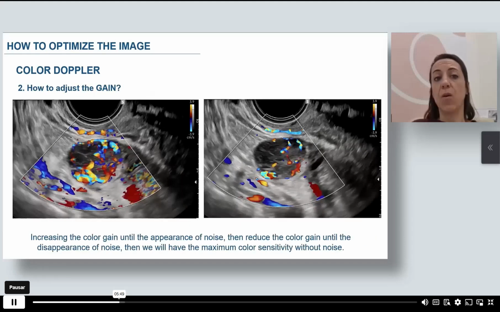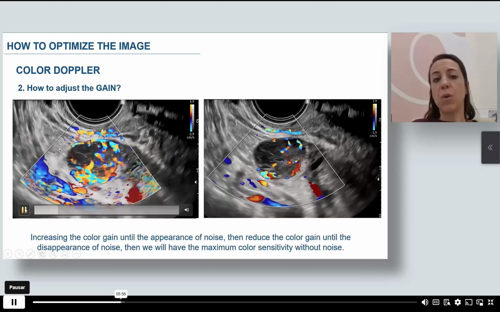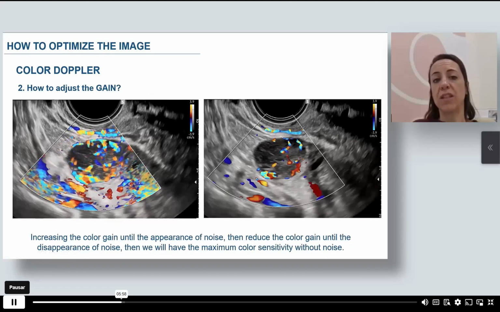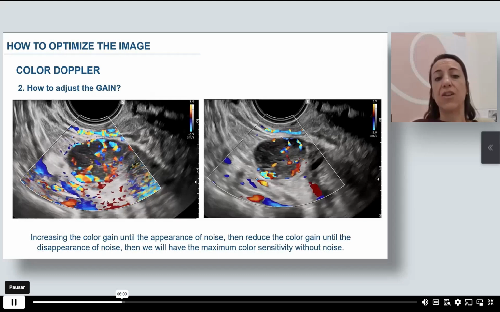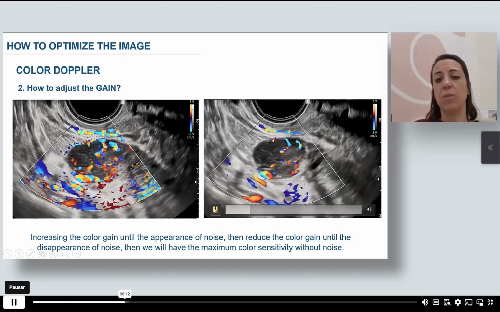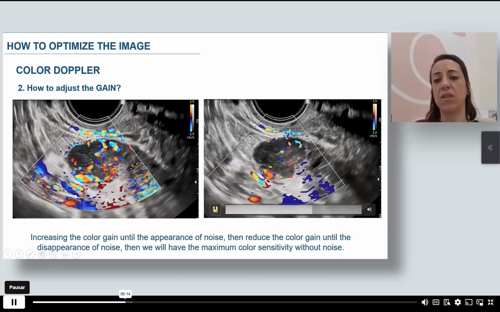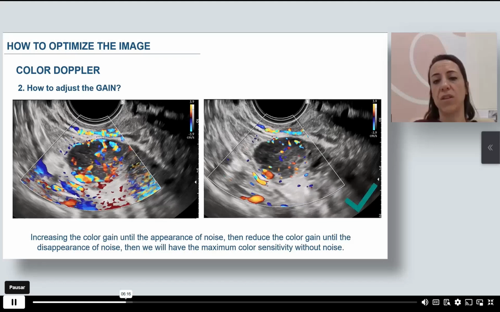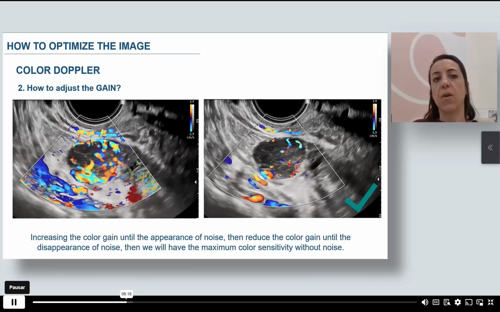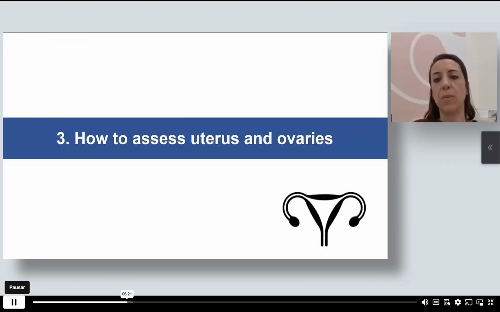Then it's important also to adjust the gain of color Doppler examination. Usually to adjust the gain, I increase the color gain until the appearance of noise, and then I reduce the color gain until the disappearance of noise. Then we can obtain the maximum color sensitivity without noises. So, color Doppler examination.